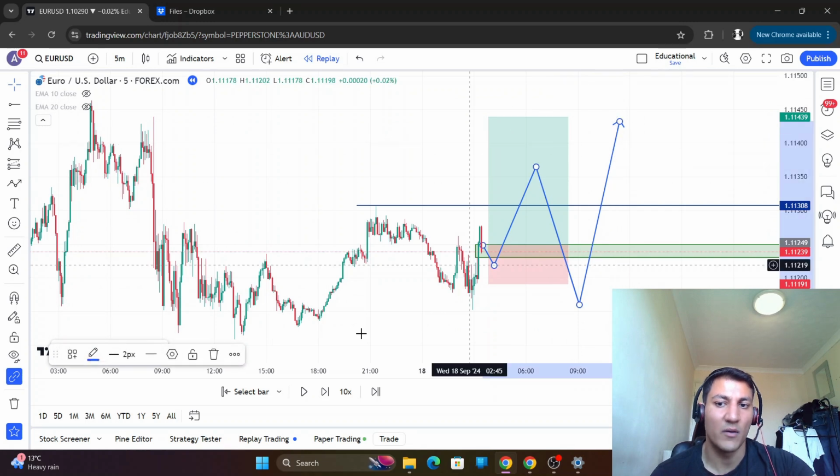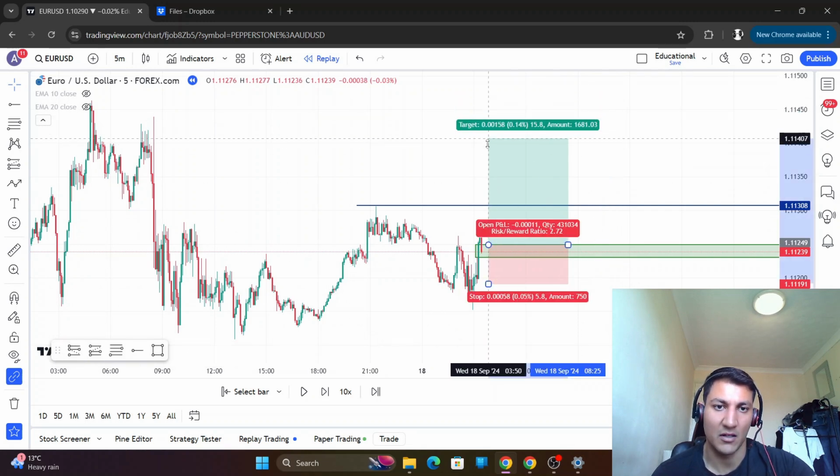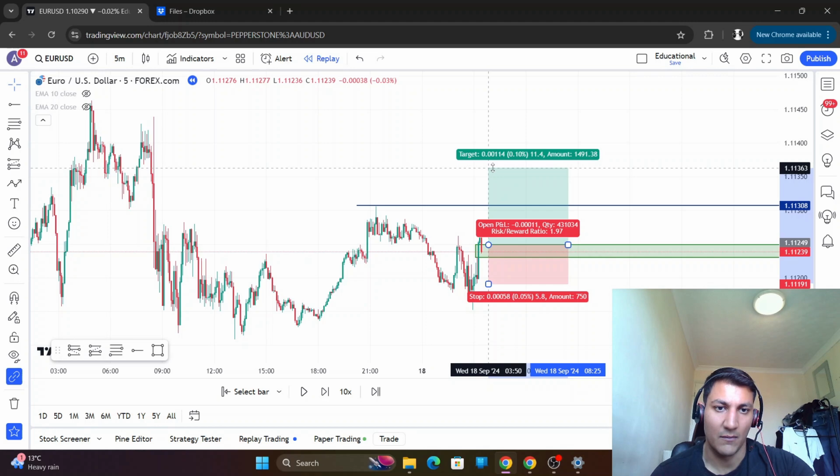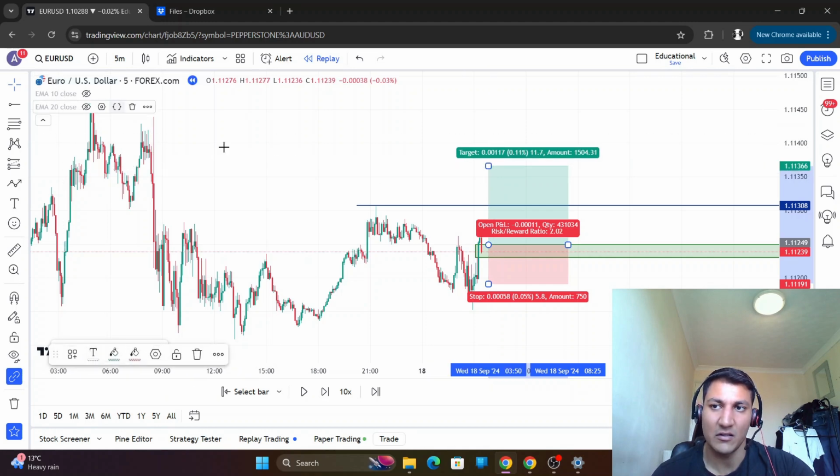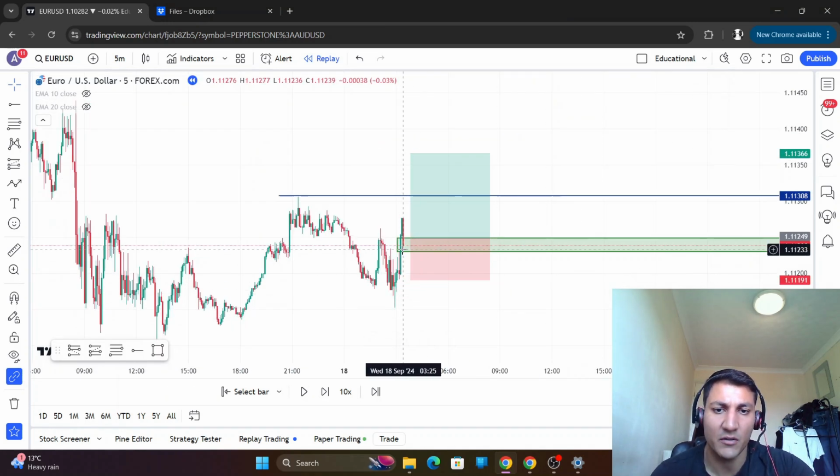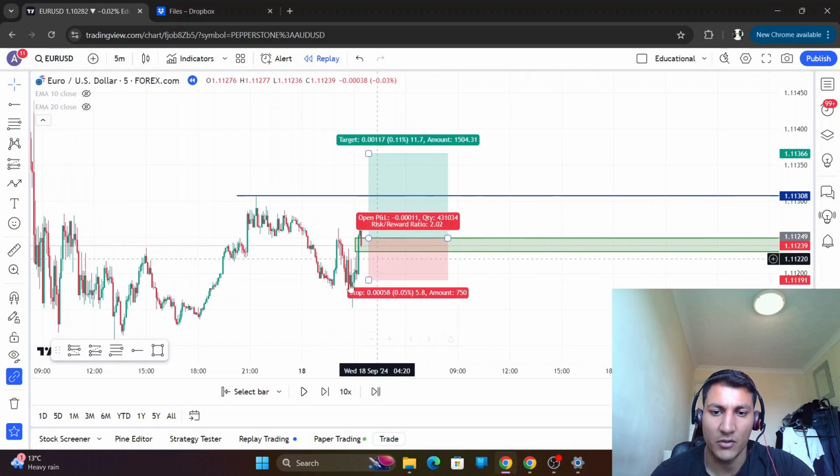So for London, I would always say just aim for a nice and easy 2-to-1, like that. It's about 12 pips on Euro, which is pretty decent. And yeah, you literally just enter at the fair value gap. It's that simple. So let's play price action.